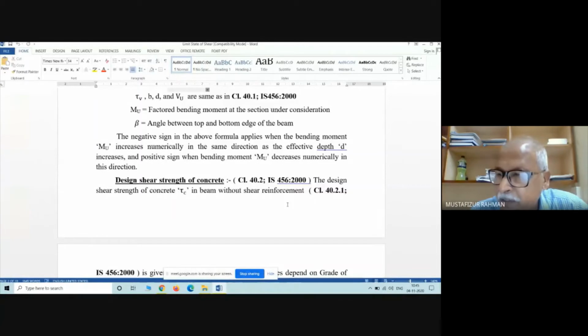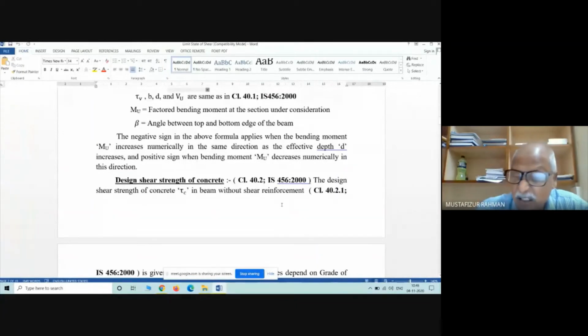by say 350, then percentage of steel will be equal to 800 multiplied by 100 divided by 200 multiplied by 350. So this way we will get the percentage of steel.